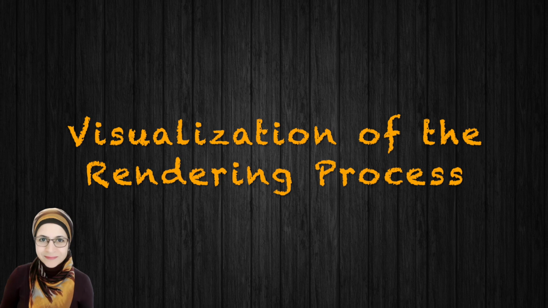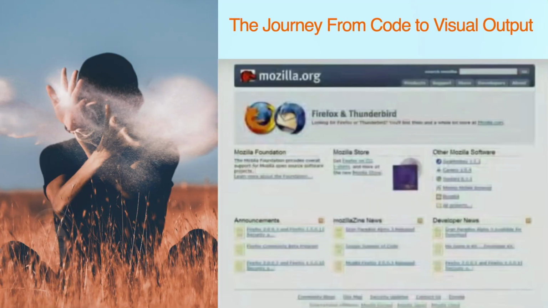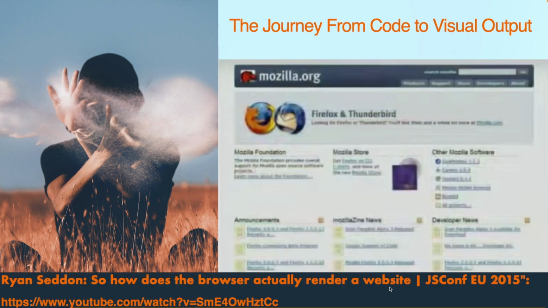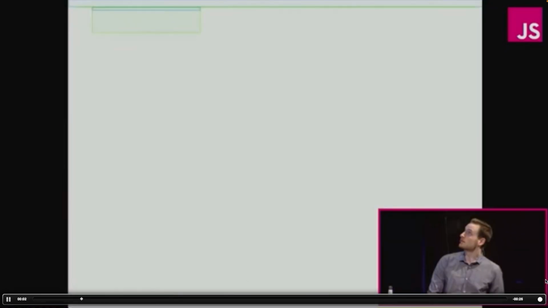Let's see now a visualization of this process on Mozilla Firefox. We will see the work done by the browser in order to show us this page, which has a header, a subheader, some elements in the middle, a footer, and some items on it. This demo is actually extracted from Ryan Saddon's GSConf talk 2015. So here you can see how the browser is figuring out where each element and its children should be positioned after converting the DOM nodes into render objects with visual output and graphic info.